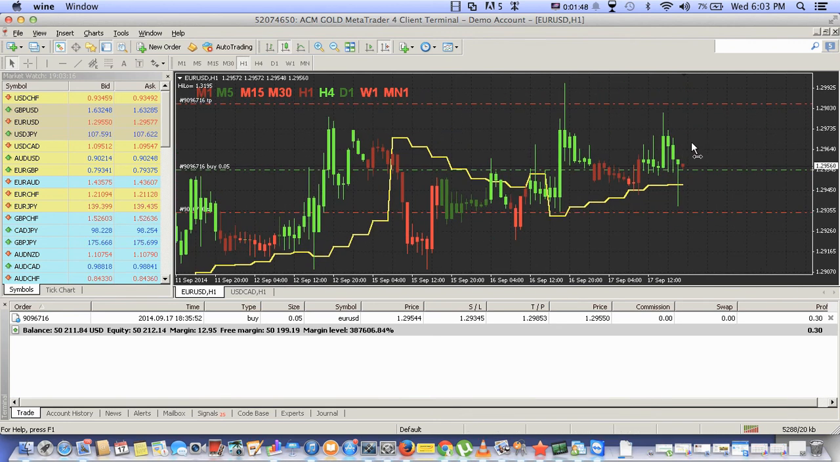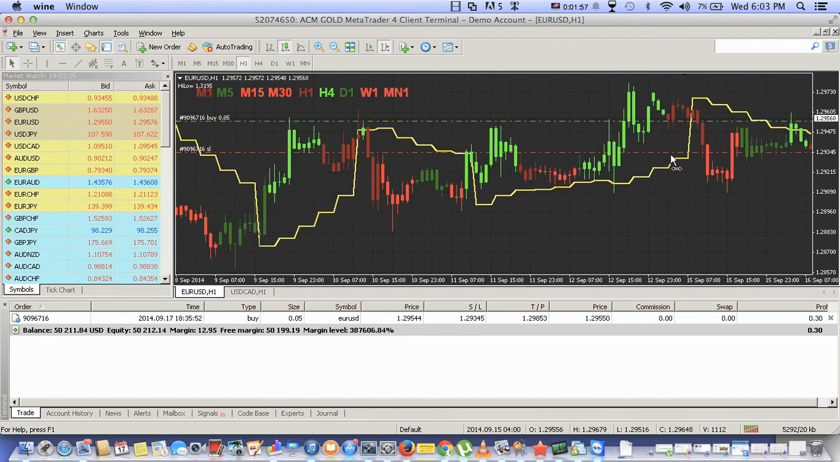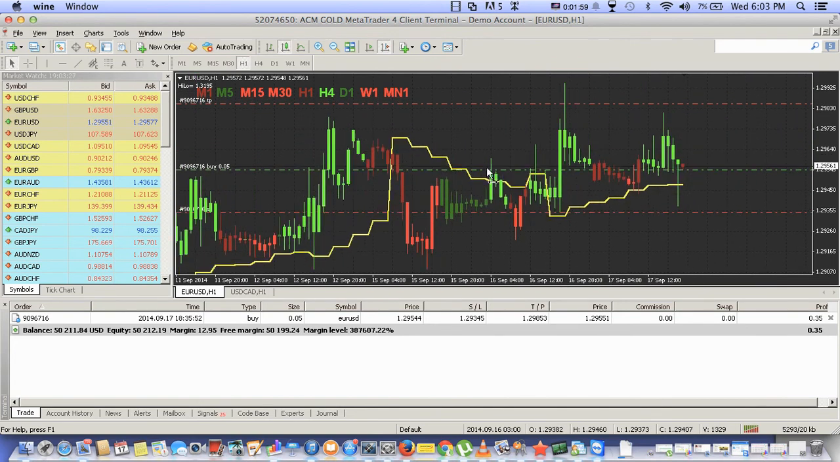Alright, so what we're looking at here are your candles. That's your normal price as you had before, just in different colors now. But what we really want to focus on here is this yellow line. What the yellow line shows you is support and resistance levels.